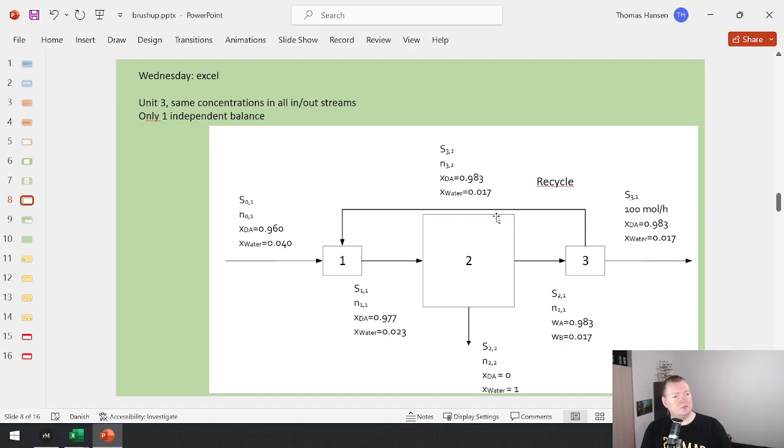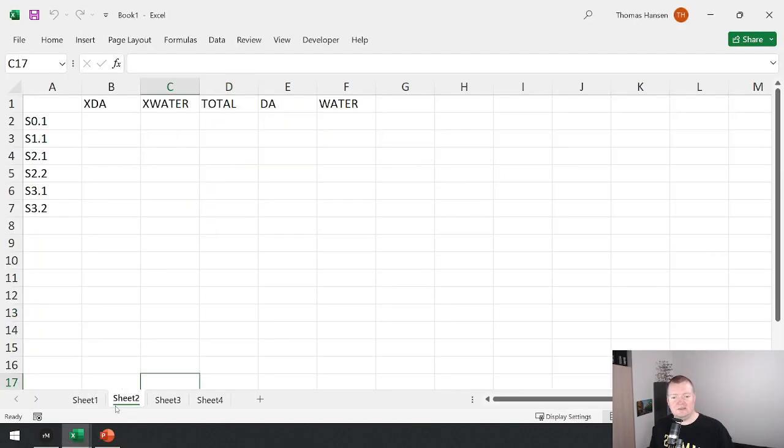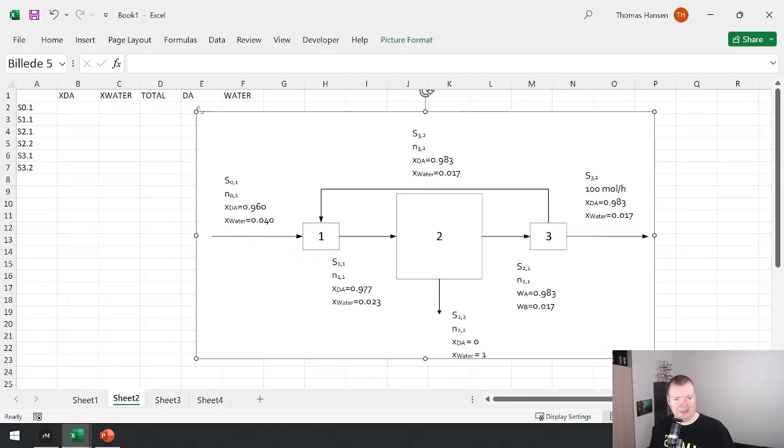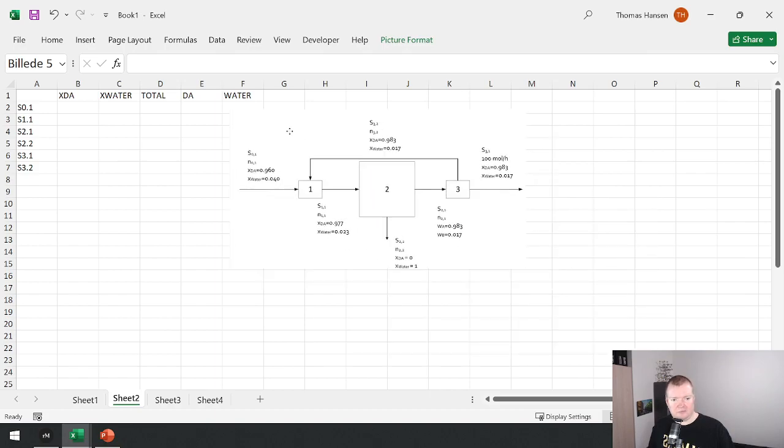These three streams all have the same concentrations. So we have to be careful of that when we are setting up our equations. But we're basically just gonna put that into Excel. I think I had it ready here as well. Yes. So we're gonna start by putting in the information.